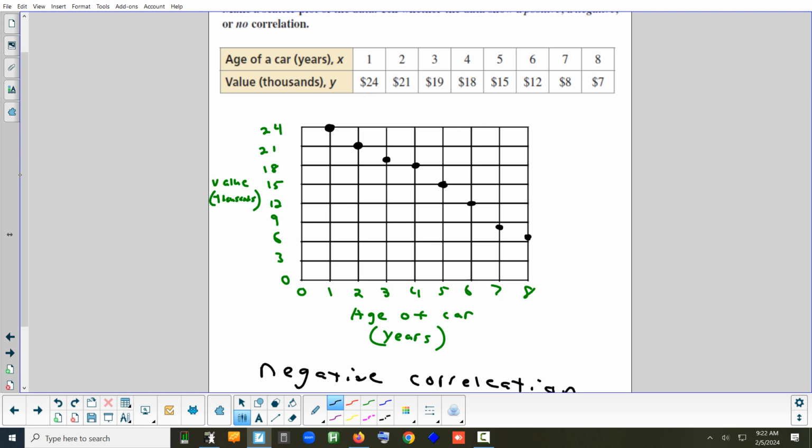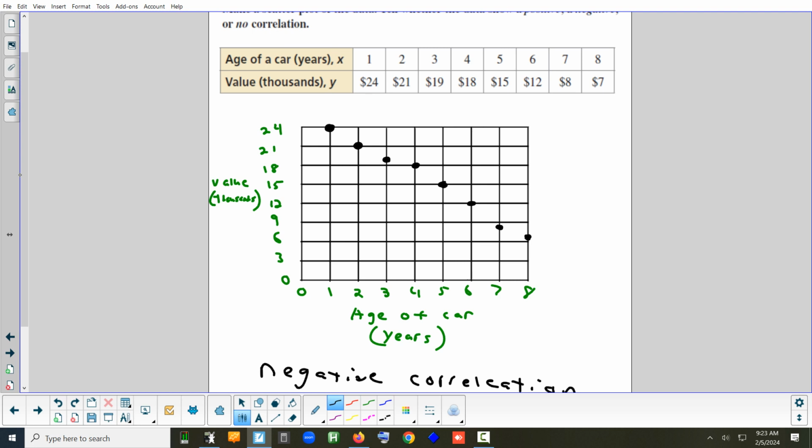About the value of the car going down. Does the value go down as the years go by? Exactly. As time goes on, the value of the car is dropping. Again, whether you agree or don't agree with that, that's not really the question. It's what does the data show you? Now, how many points did we have in that scatter plot?